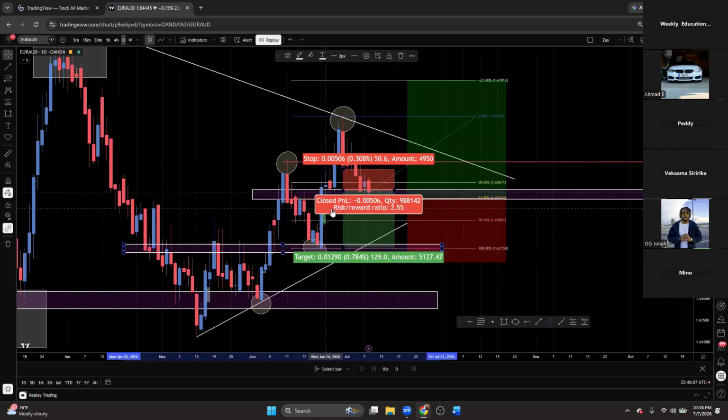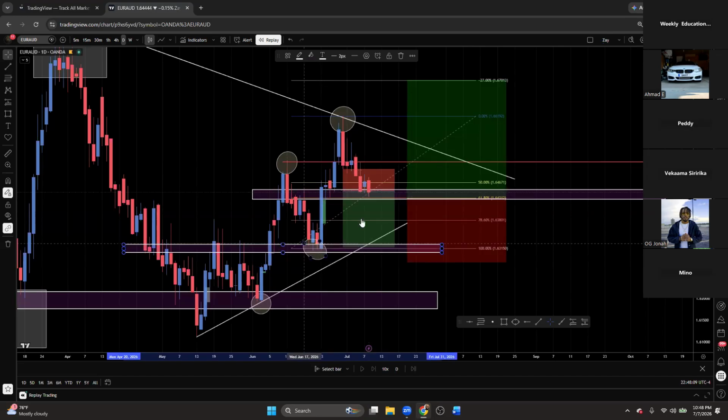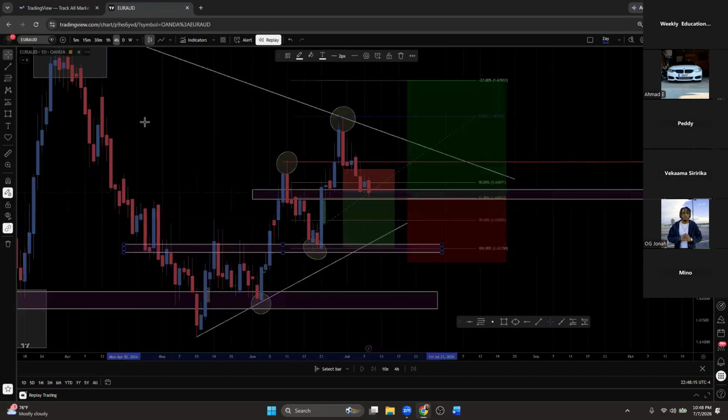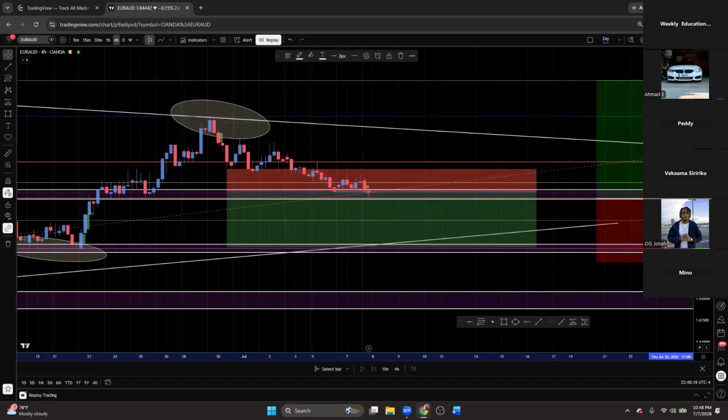And we also have a gap here. This is an actual order block. This is a fair value gap. This was the low. This was the high. This is the retracement. Is the market done retracing? Let's find out.